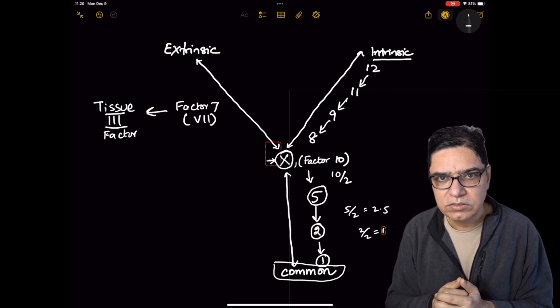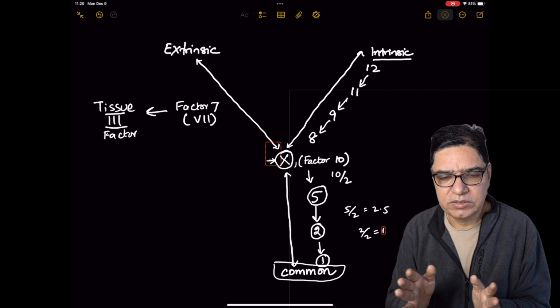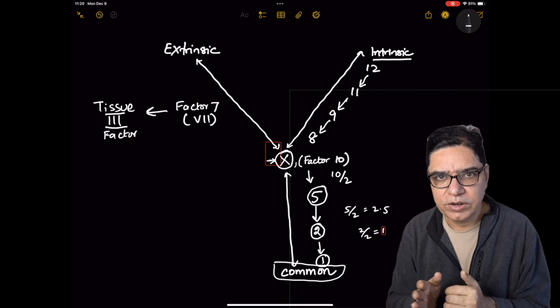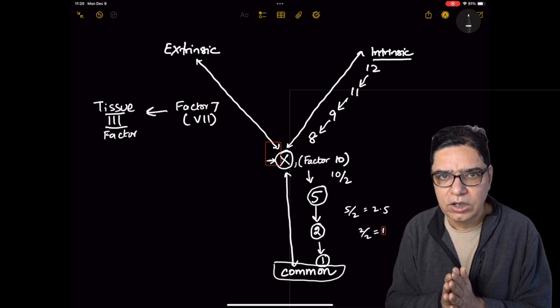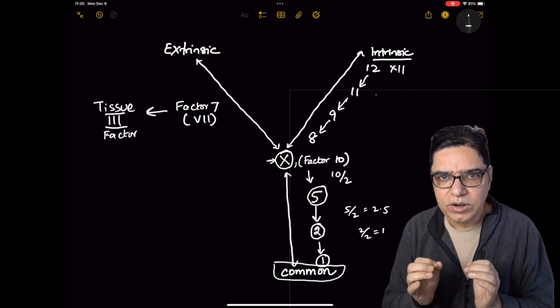Okay, 6 is not there. So 6 is basically not included in that. 5 we already got. 4, forget about that. 3 we already got in the extrinsic pathway. 2 and 1 are down in the common pathway. So this is how you would remember.